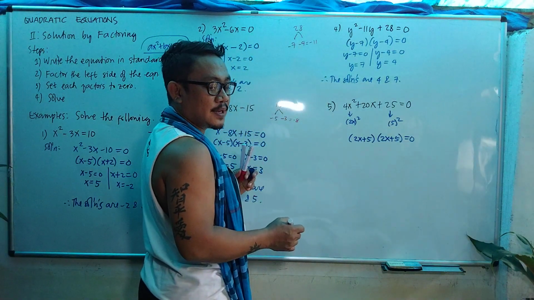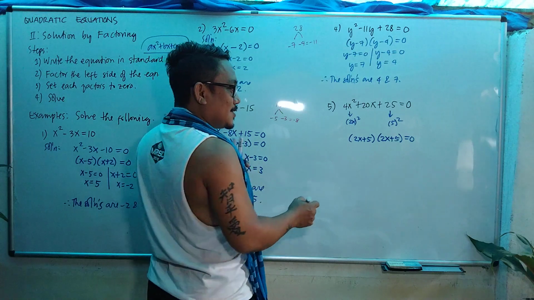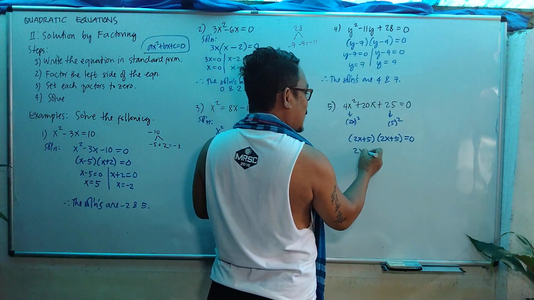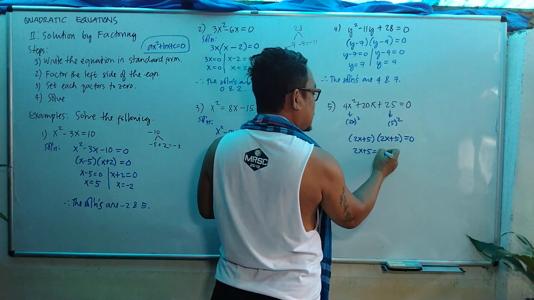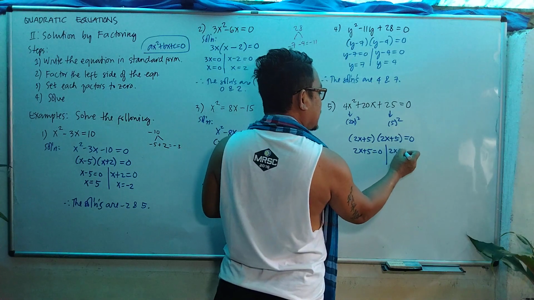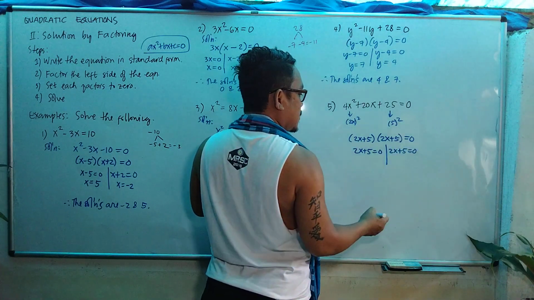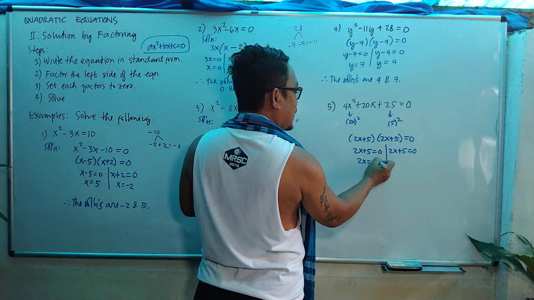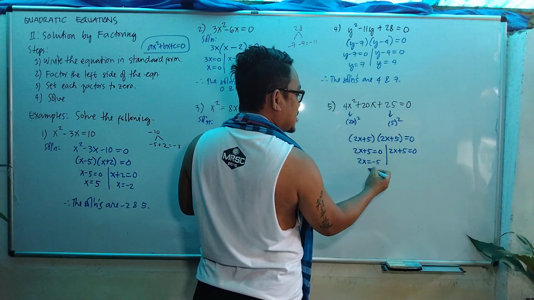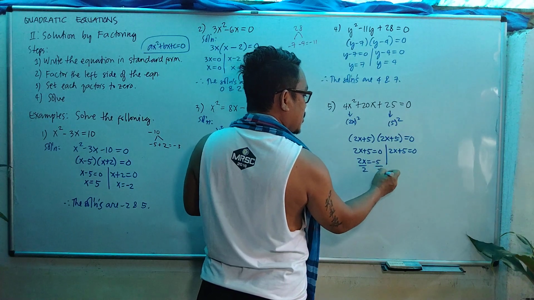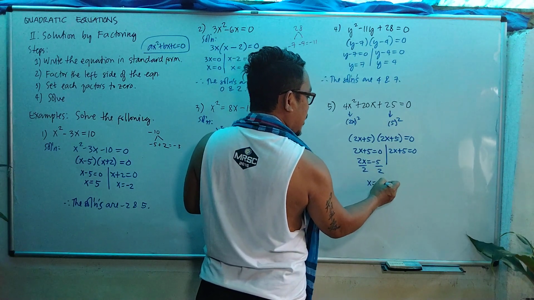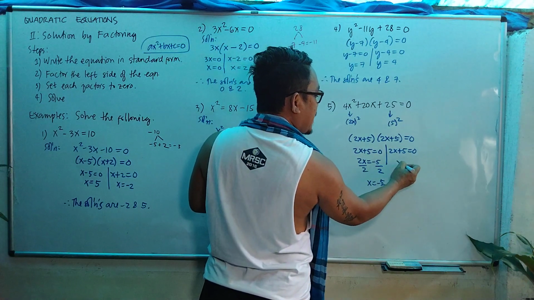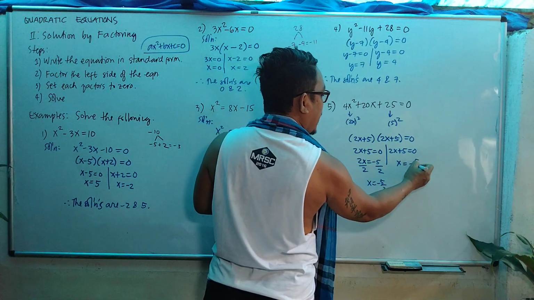Okay? Ako na to class. Then set each factors to 0. 2x plus 5 is equal to 0. 2x plus 5 is equal to 0. Then solve for x. 2x is equal to negative 5. Divide both sides by 2. So x is equal to negative 5 over 2. The same here, x is equal to negative 5 over 2.